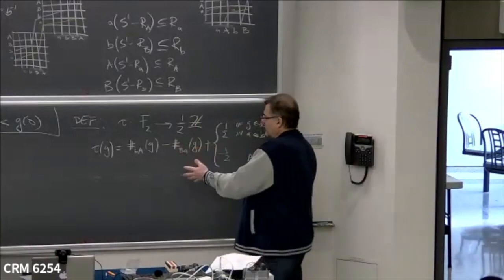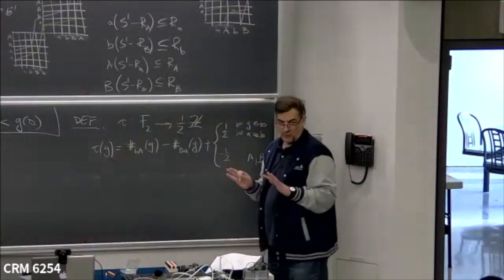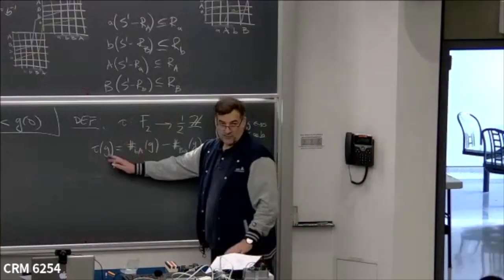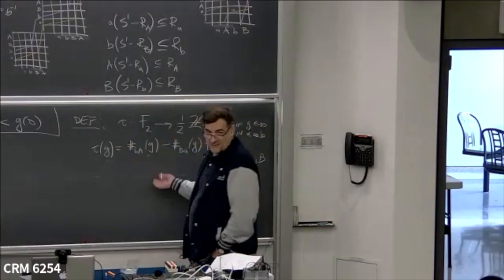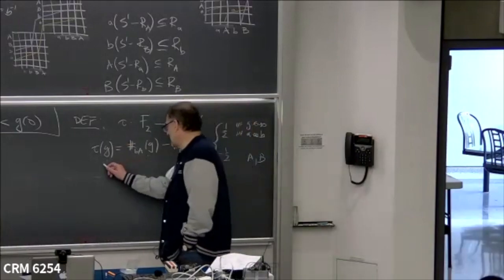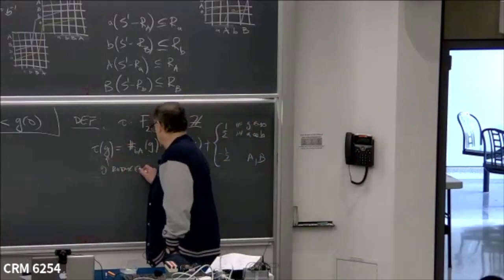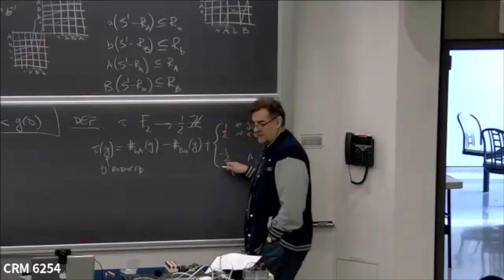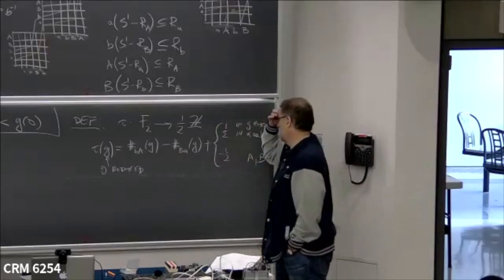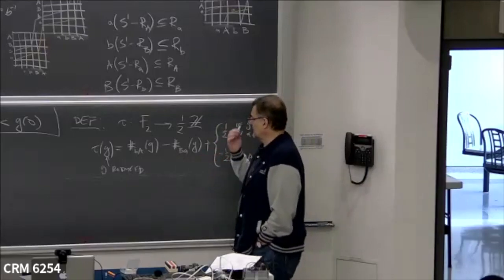So that's just a formula. By the way, this formula should only be applied when g is reduced. Otherwise, it's nonsense. Otherwise, it's not well defined. So if you want to calculate the value for some element, reduce it first and then start counting. All right. So I claim now that the following is true.